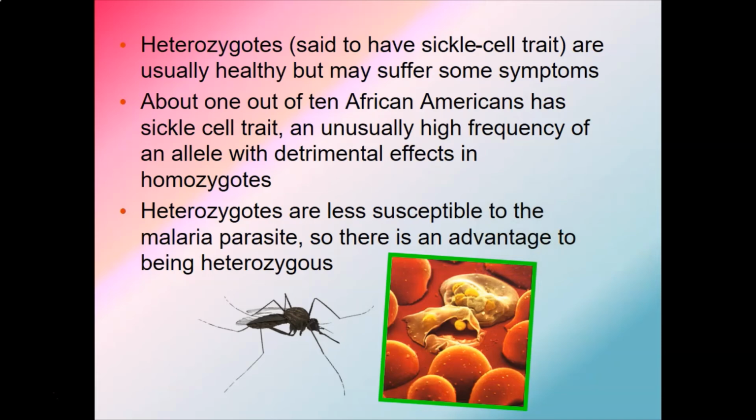So about 1 out of every 10 African Americans has the sickle cell trait. Wow, that's a gigantically high number. An unusually high frequency of an allele with a detrimental effect on your body, right? If you're little s, that's a terrible thing. So why do so many people still have this disease?